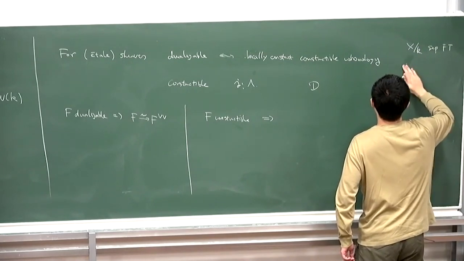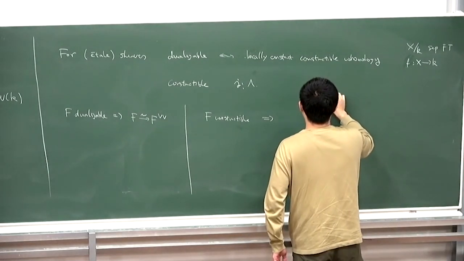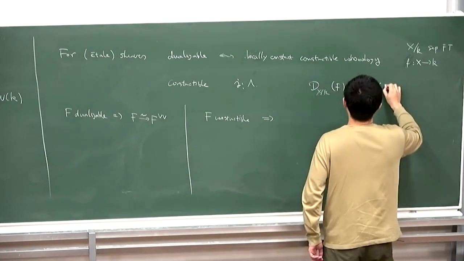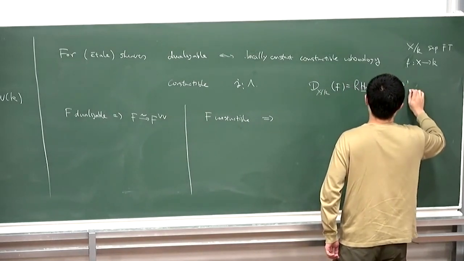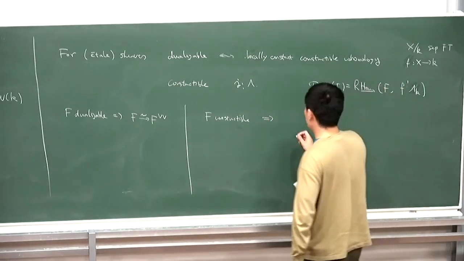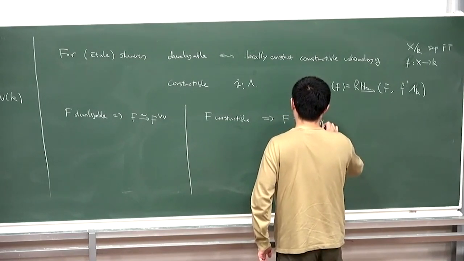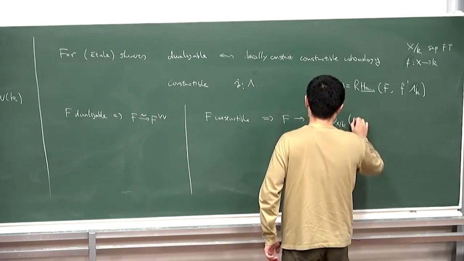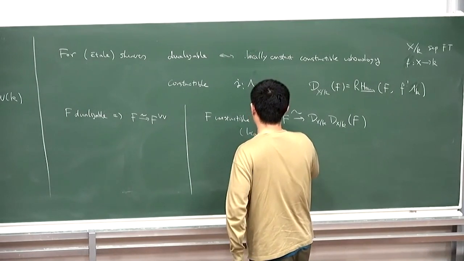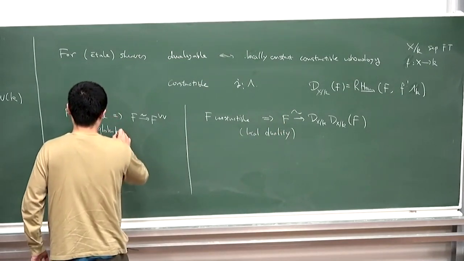you look at this functor D, let's say X over K is separated of finite type, and f from X to K is the structural morphism. You define this local duality functor to be R Hom of F with values in f upper shriek of lambda K. The local duality is a statement which says that if F is constructible, then the canonical map from F to D of D of F, applying it twice, is an isomorphism. So this is the local duality, and this is the global duality.